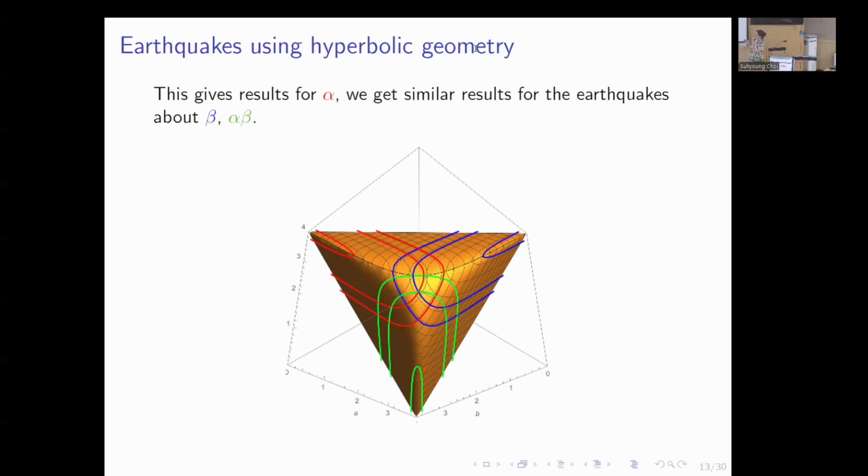So here, this orange hypersurface is our representation of Teichmüller space in these coordinates. And here we've just chosen some arbitrary starting points, and the red curves are the earthquake about alpha. So say starting here, if you go forwards, you'll go around there. If you go backwards, you'll go around there. We start at another point, forwards go around there, backwards go around there. And you get similar things for beta in blue and for alpha beta in green. Okay, so it's nice. We can explicitly look at these things and study them.